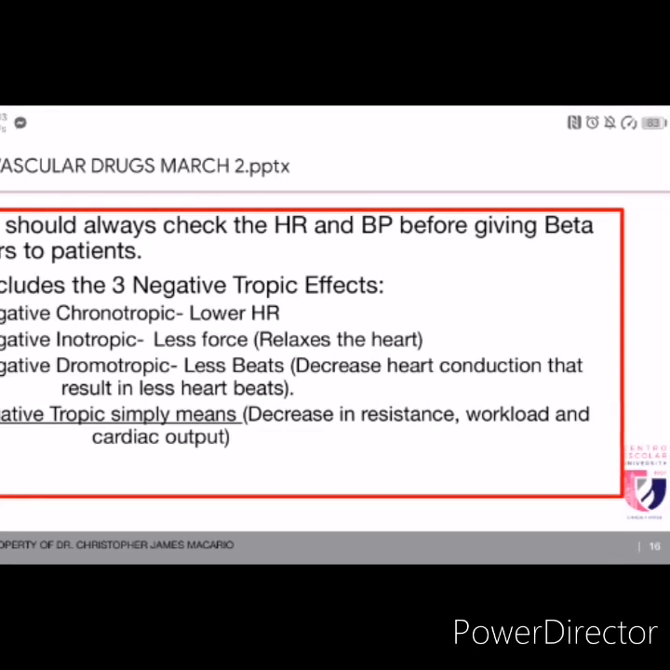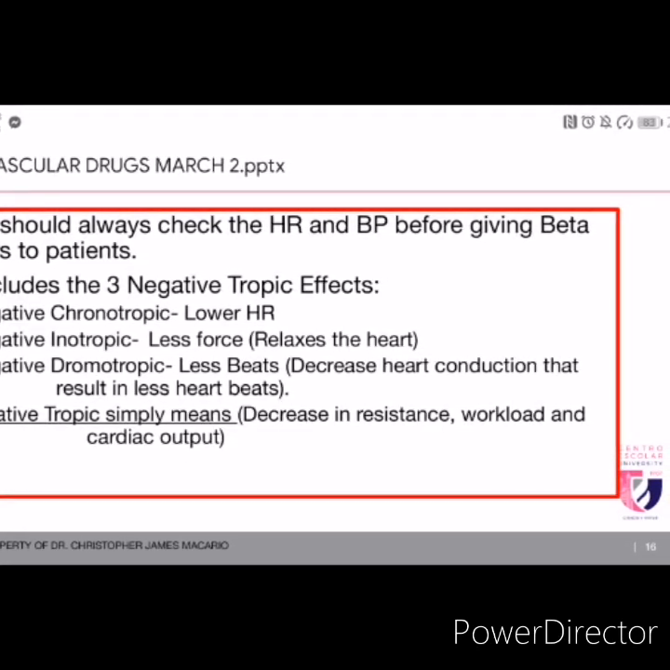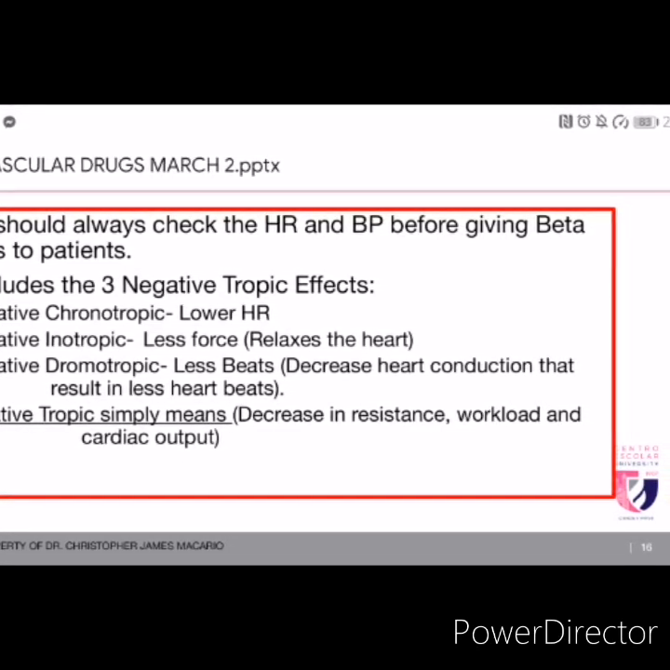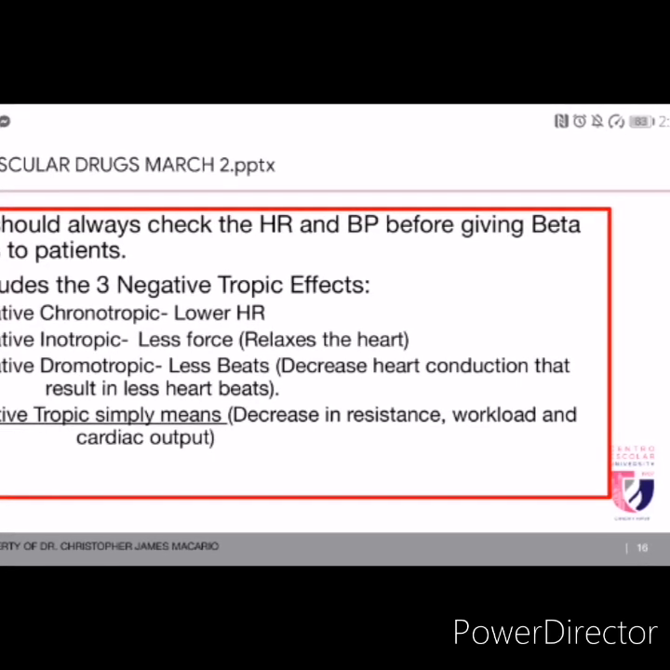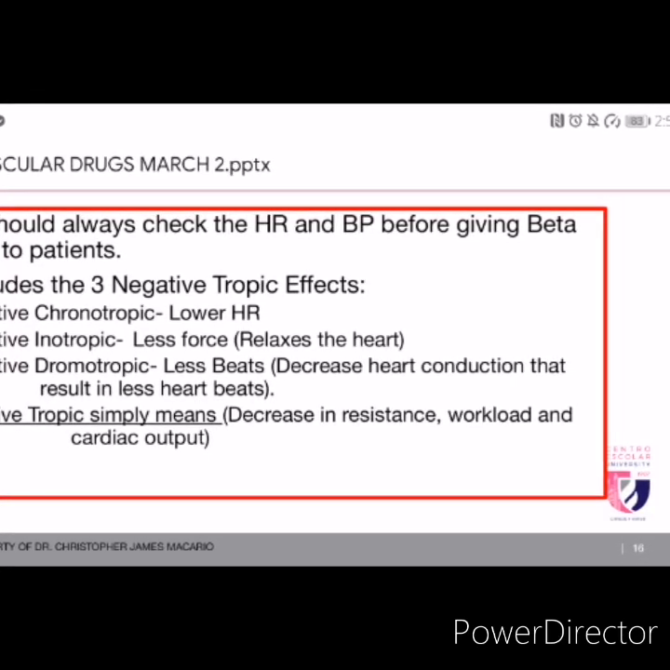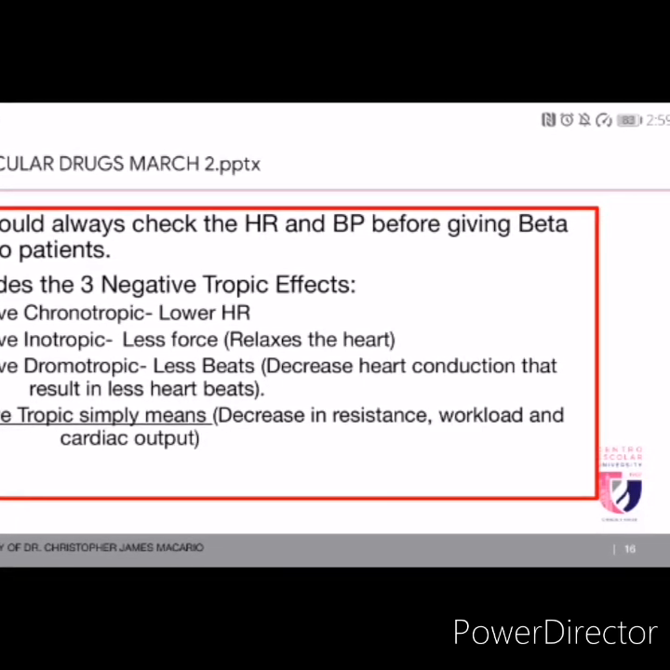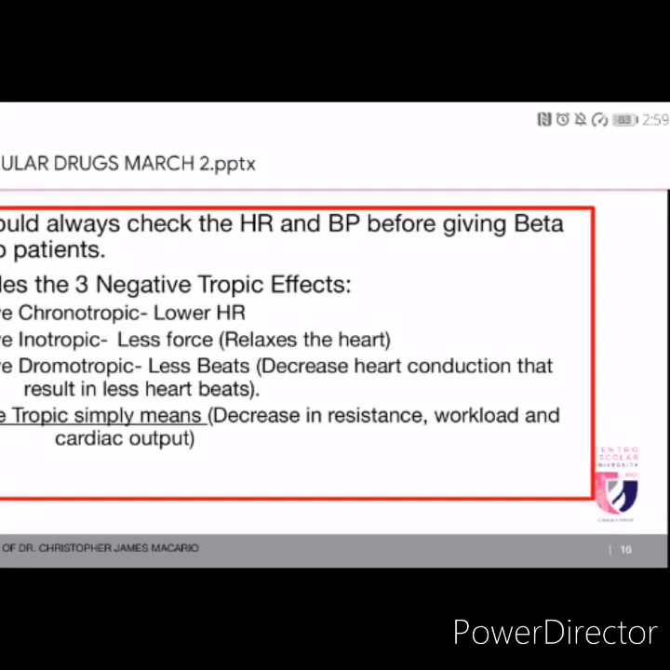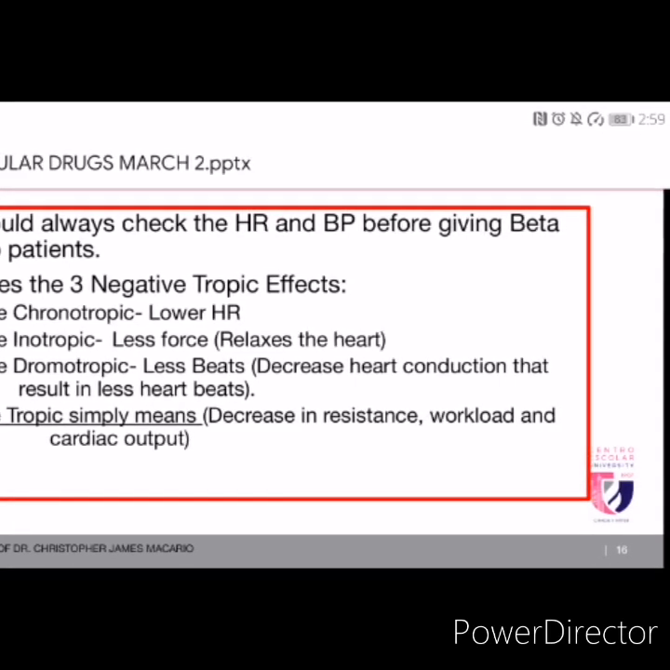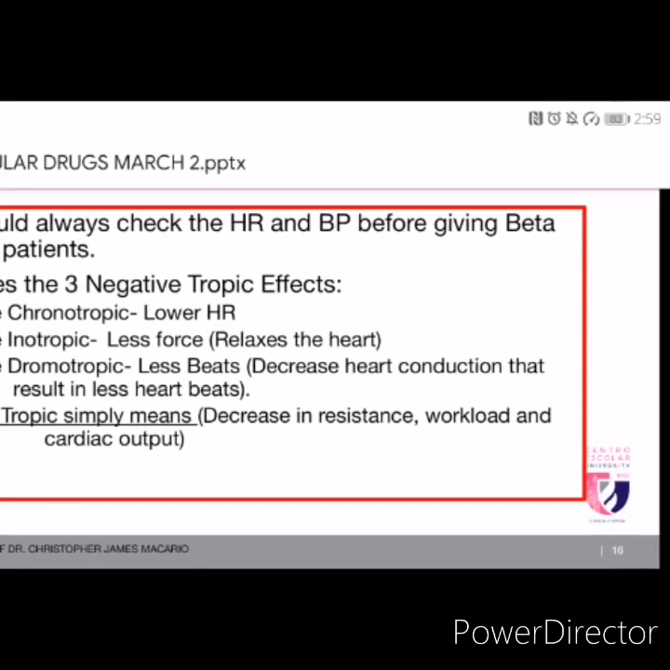And negative chronotropic simply means decrease in rate. So pag ka yung rate, anong nangyayari? Bumababa yung heart rate. Negative inotropic or yung less force. Anong ginagawa niya? Okay, pinabababa niya yung workload of the heart and so it relaxes the heart.